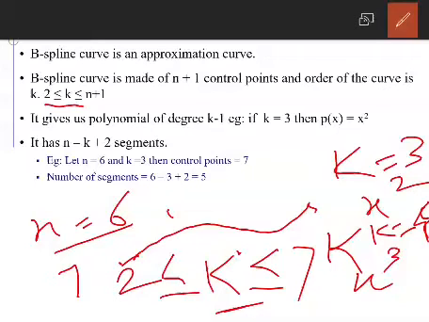It has n minus k plus 2 segments. For example, let n be equal to 6 and k be equal to 3. Then there are 7 control points, as I already told. The number of segments in this B-spline curve is 6 minus 3 plus 2, that is 5 segments. We are going to see that in detail with a diagram after this.